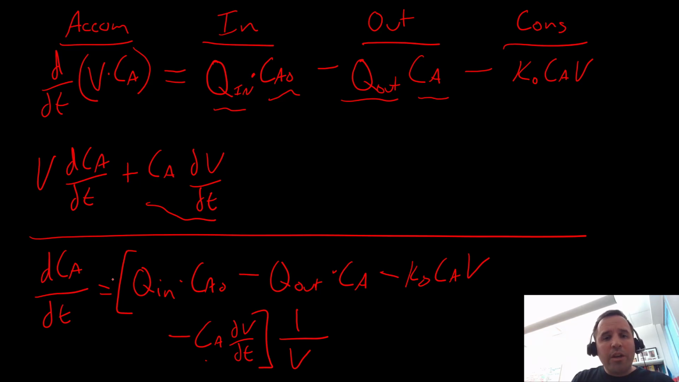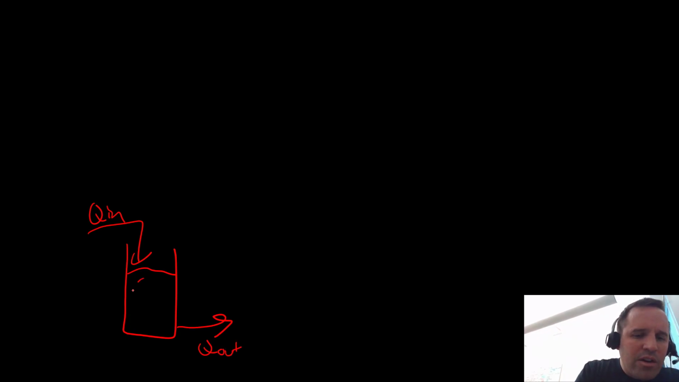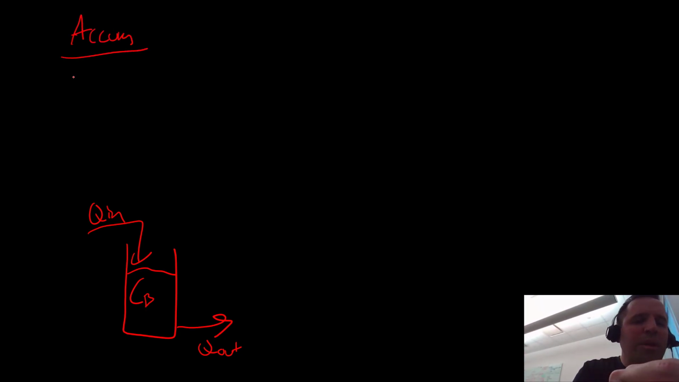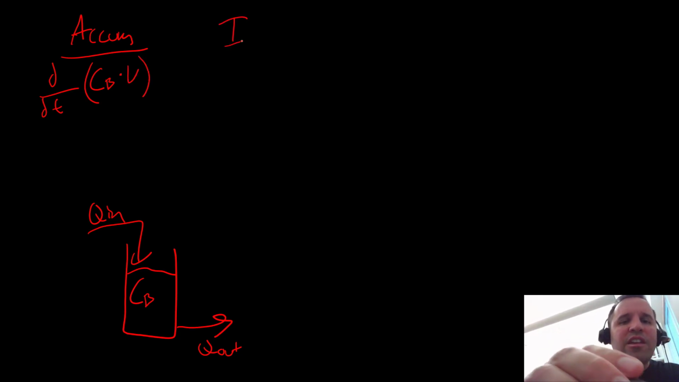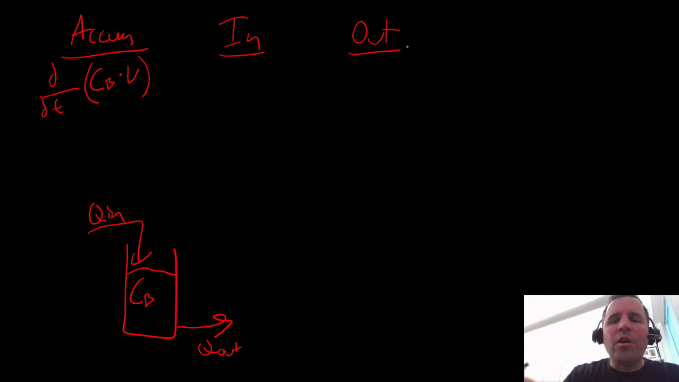So let's do this a little bit more quickly for component B. For component B, we have the same reactor, we still have the volume, we have Q in, we have Q out. We're going to have some kind of concentration of B in the reactor. So our accumulation of B is still going to be d by dt of our concentration of B multiplied by our volume. Let's think about the other terms, in and out. In this case, B is a product, so we have A goes to B. So B is actually generated in this reactor, so we're going to use a generation term here.